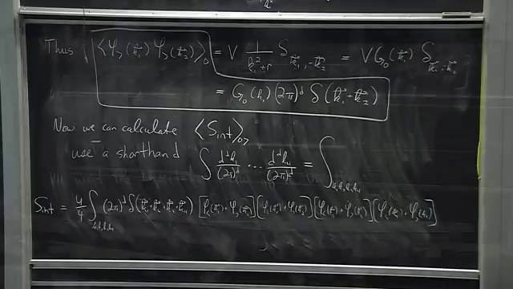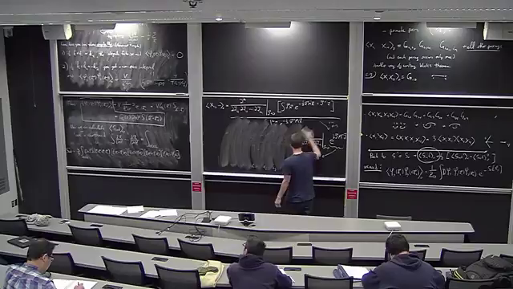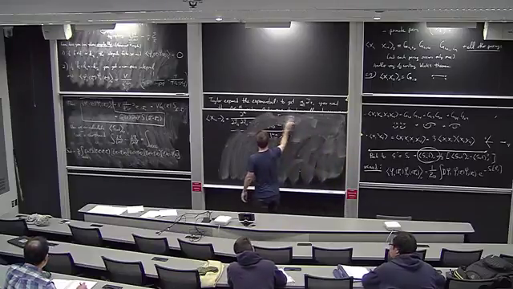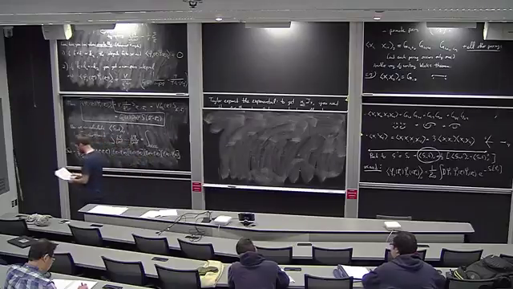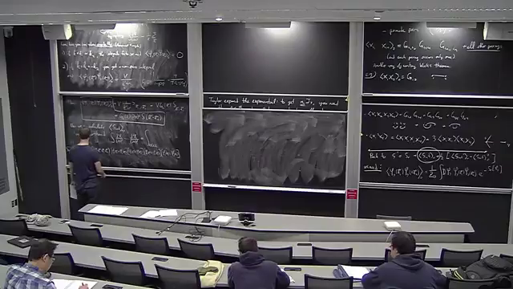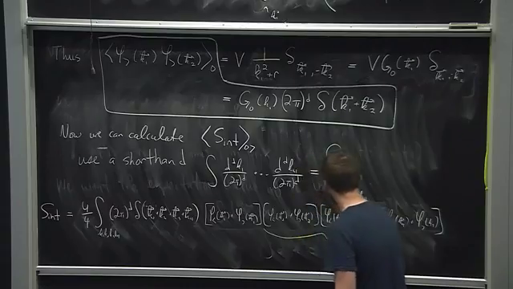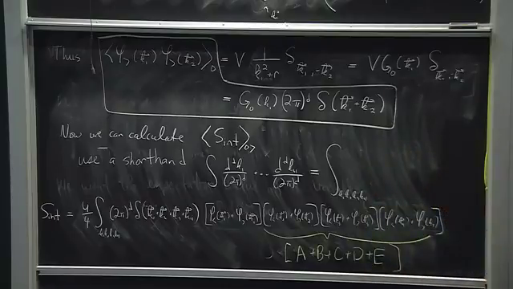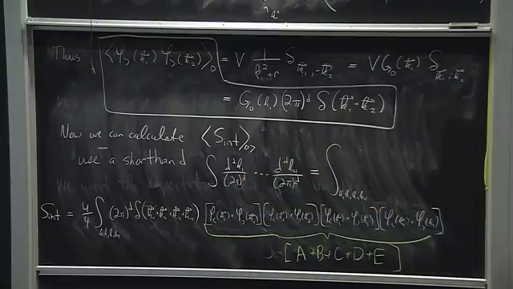Okay, so multiply all those out. You get terms that are products of slow and fast. And let me write those. There's going to be 5 of them. So let me write those 5 products of fields. A, B, C, D, E. Okay, so we're going to look at each of these separately.